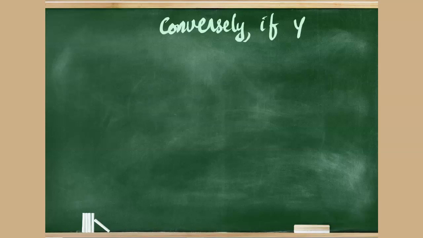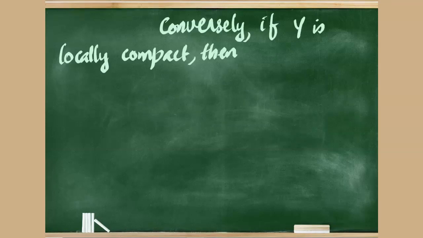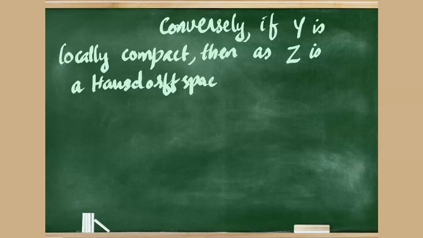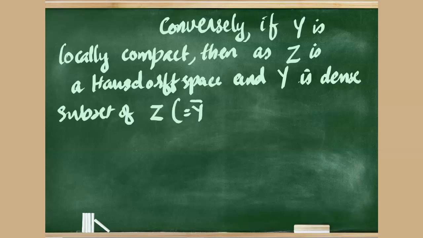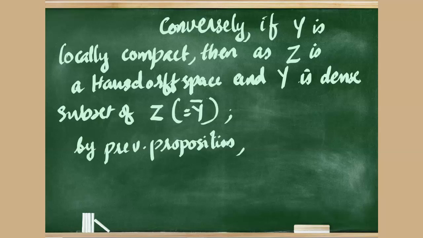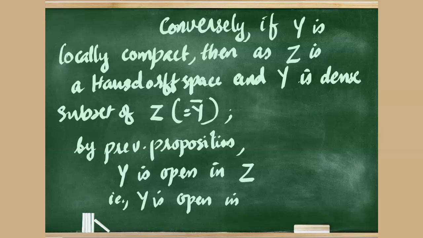Conversely, if Y is locally compact, then Z is a Hausdorff space and Y is in fact a dense subset of Z, which is the closure of Y. By the previous proposition, we can conclude that Y is open in Z, that is, Y is open in its closure. This completes the proof of our theorem.